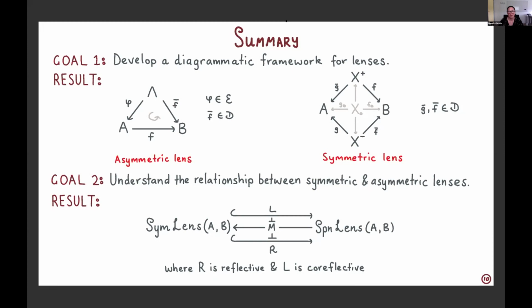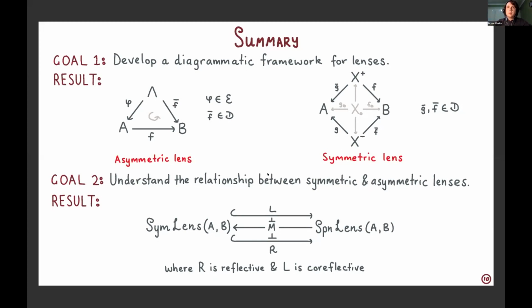Okay, so I have a very basic question. I don't know a huge amount about lenses. Can you say a little bit more about the sorts of places that lenses are applied? So I think, is it database theory, is that right? And also then what your work contributes to those applications?